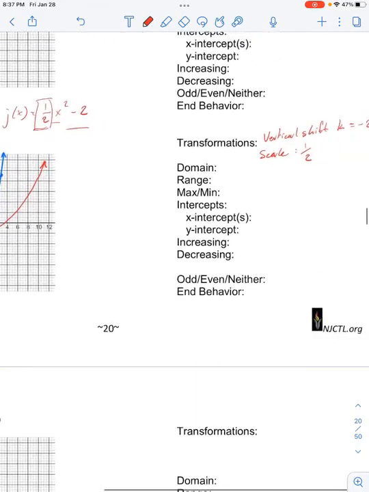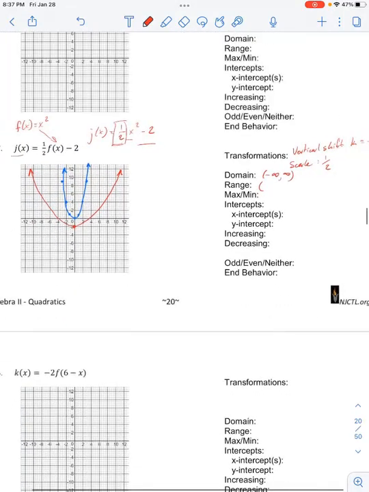Our domain exists from -infinity to infinity. Our range is from this minimum point, so -2, all the way to infinity, since it opens upwards. We have a minimum point here, which is 0, -2.